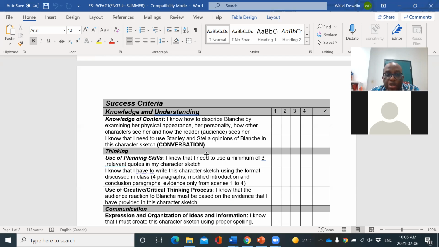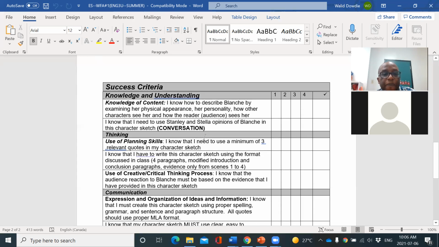I know that I have to write this character sketch using a format discussed in class, which is 4 paragraphs: a modified introduction and conclusion paragraph, and evidence from only scenes 1 to 4. So you're focusing on scenes 1 to 4. That's where you get your evidence for this character sketch, because it's really about us examining how Blanche is not well-liked in the first 4 scenes. I know that the audience reaction to Blanche must be based on the evidence that I provided in this character sketch, which simply means I can't just make things up about Blanche. I have to base my evidence on things that have happened in this play, in these scenes.